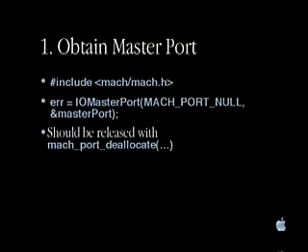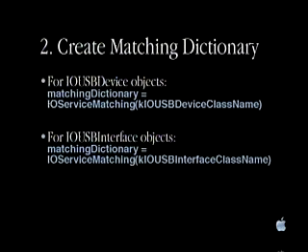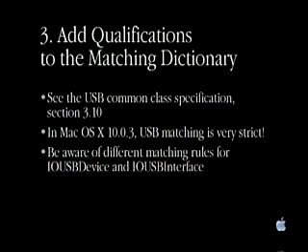So how do we obtain the master port? Well, the API is defined in IOKitLib.h, and it's just a call to IOMasterPort. When you're done, you should deallocate that port to tell IOKit you're done using it. So how do I create the matching dictionary? Well, it depends on whether you're looking for an IOUSBDevice or an IOUSBInterface. In the device case, you ask for an IOServiceMatching dictionary with the device class name. If you're looking for an interface, you ask for the dictionary with the interface class name. Then you add qualifications to the matching dictionary.